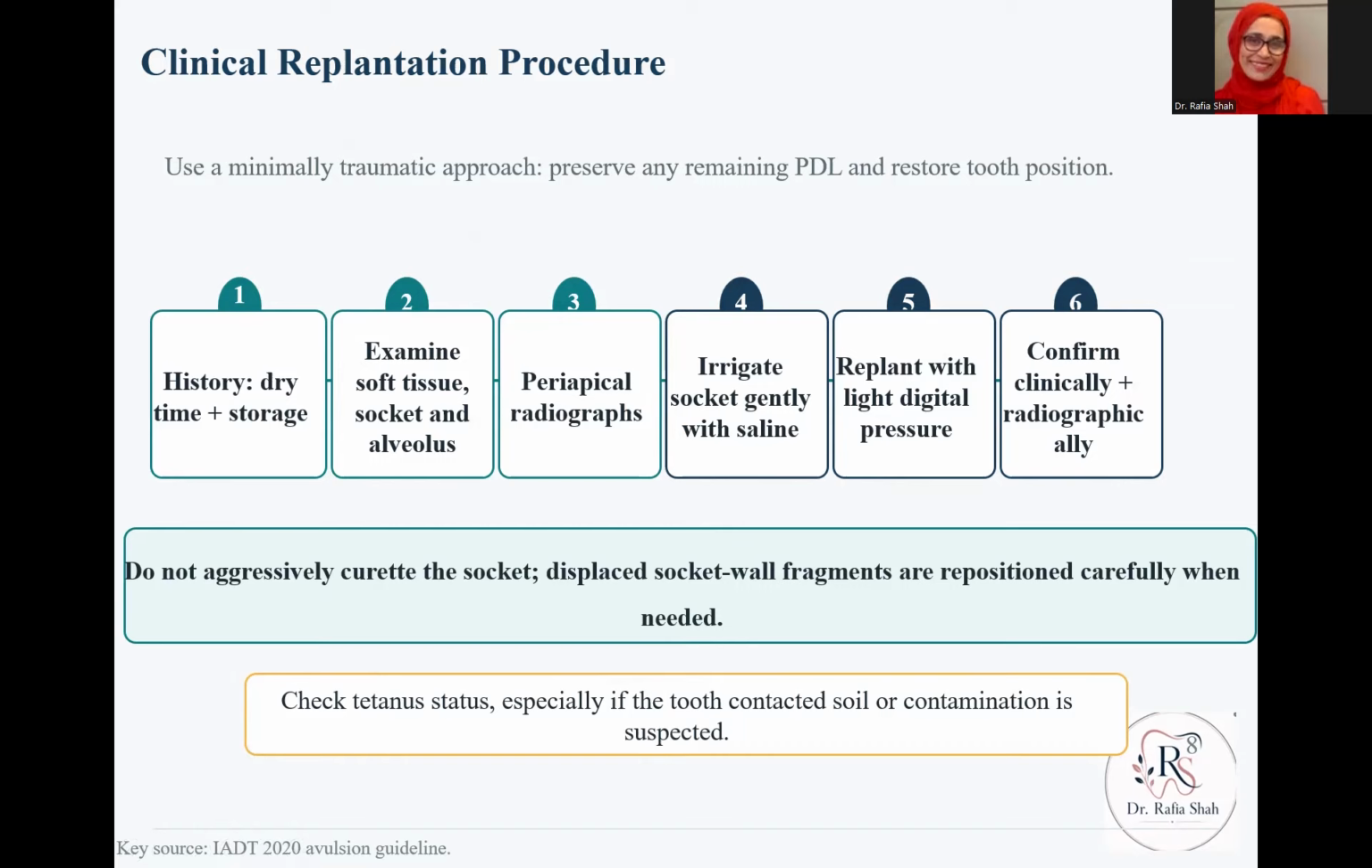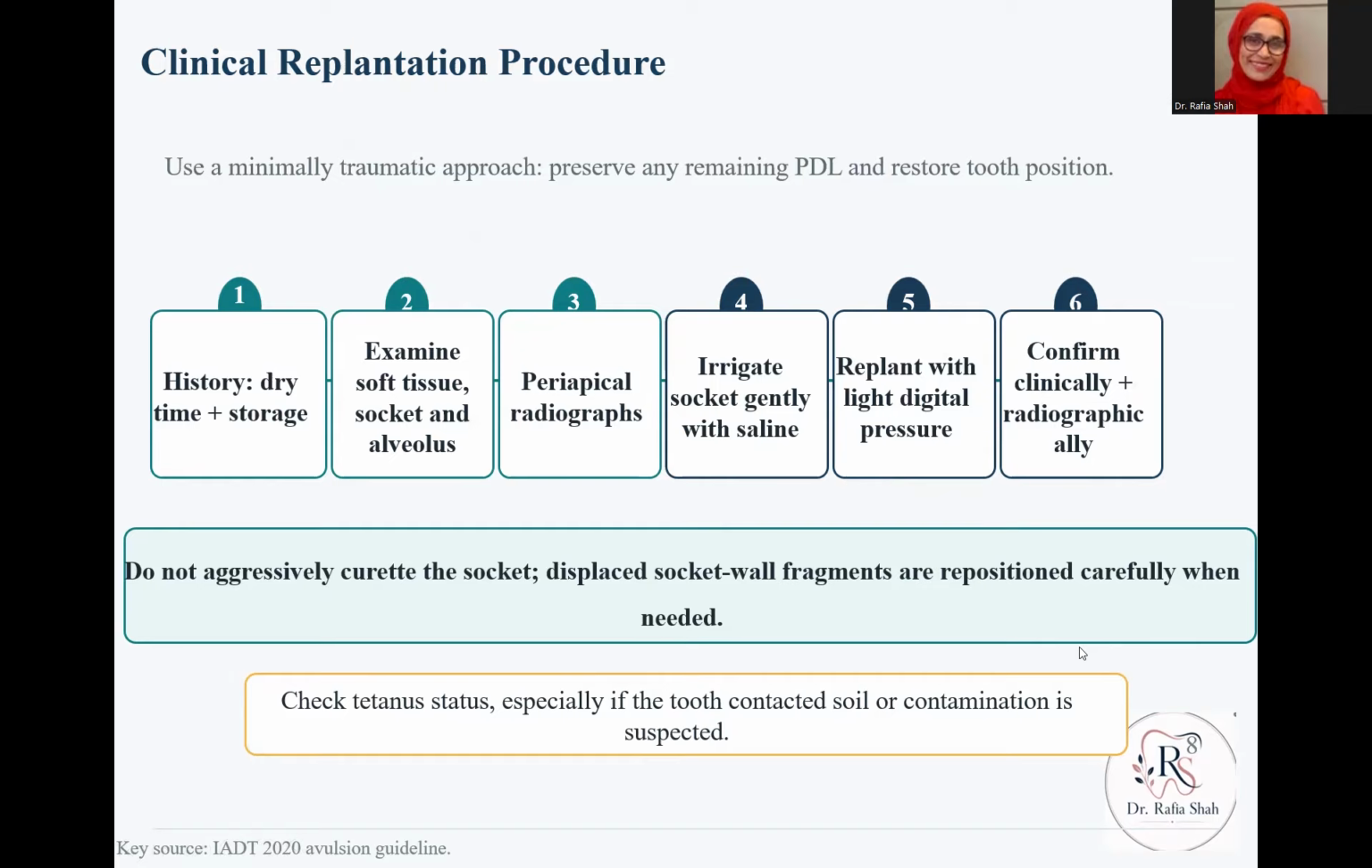We need to take a periapical radiograph in order to see the status of the socket and the status of adjacent teeth. Quickly, we need to irrigate the socket before replanting the tooth. We irrigate the socket with saline to remove all the debris from the socket.